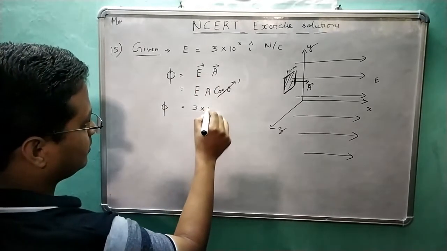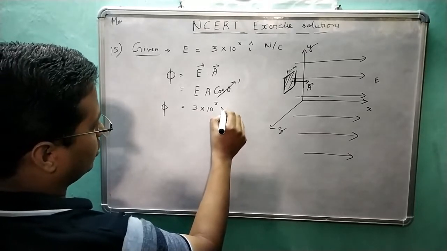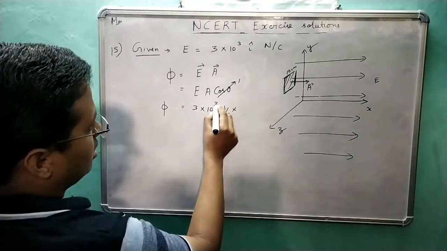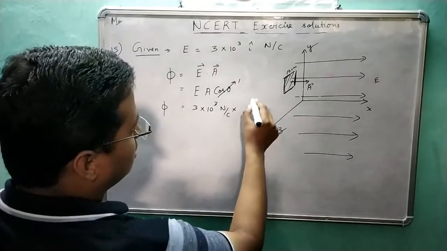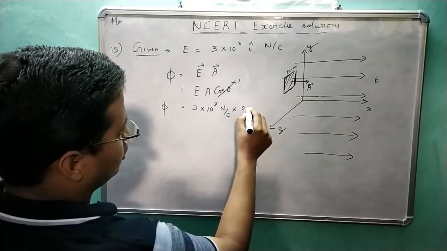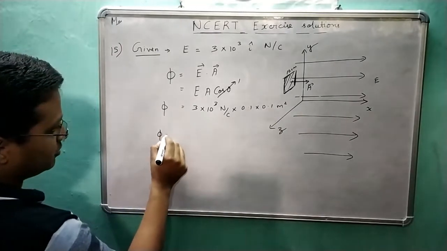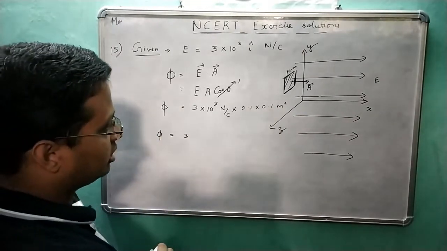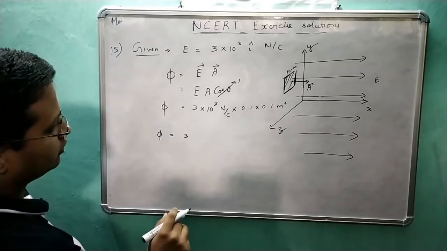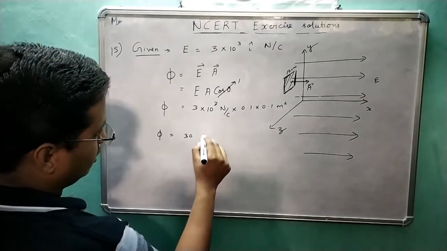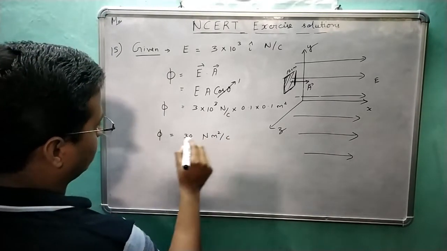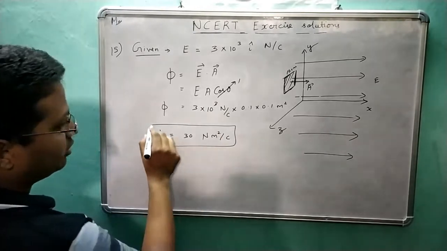E is 3 into 10 to the power 3 newton per coulomb, and area is, since it's 10 centimeter, 0.1 into 0.1 meter square. So this becomes 30 newton meter square per coulomb. This is the expression for flux.